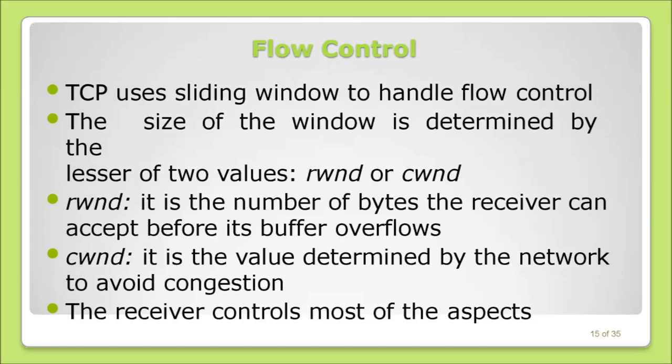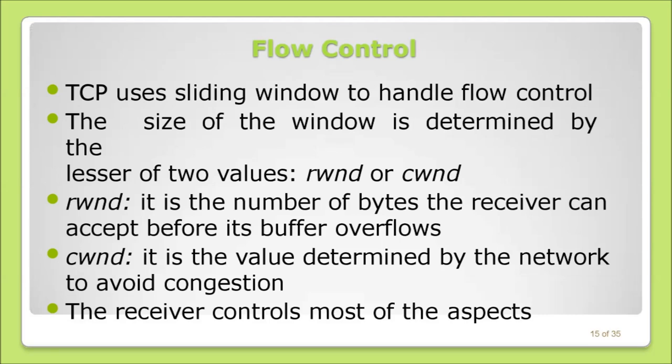So next point, RWND. It is the number of bytes the receiver can accept before its buffer overflows, because every receiving device has limited buffer capacity, and if there is no flow control the buffer will overflow and the data will be lost.